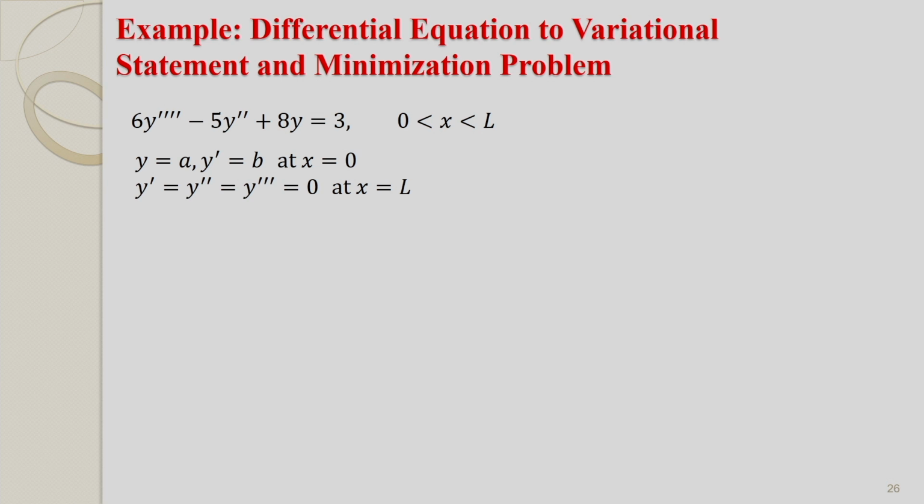Now we will see one example of how to get the variational statement from a given differential equation, and after that we also see how to pose the problem as a minimization problem. So, this is our governing differential equation. Now, in order to get the variational statement, we first multiply this equation with variation v.